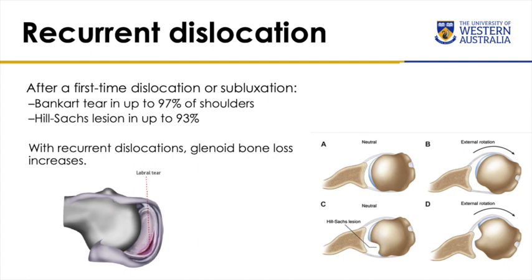The anteroinferior glenoid will also start to have bone loss, which means that when the arm is positioned in abduction and external rotation, the humerus will pop out the front quite easily, as you see pictured here on the right.